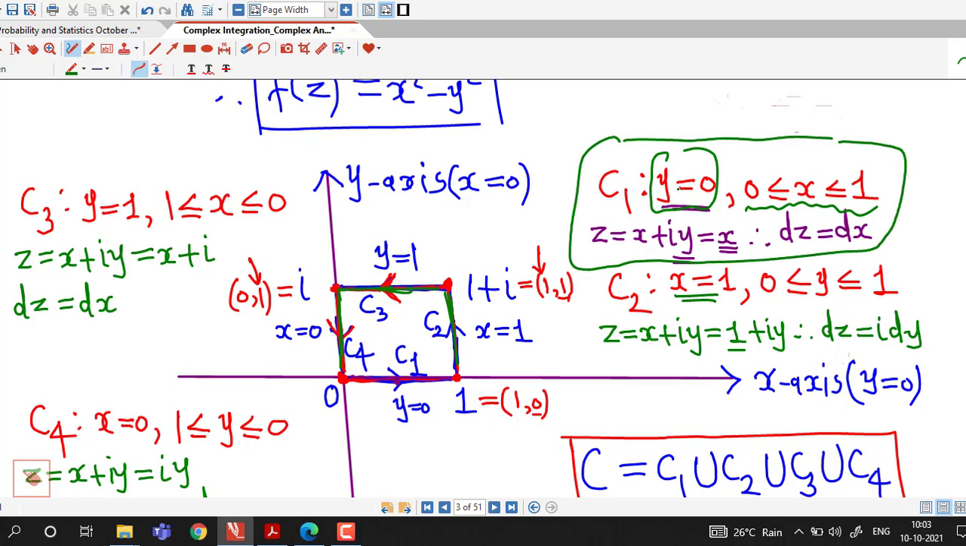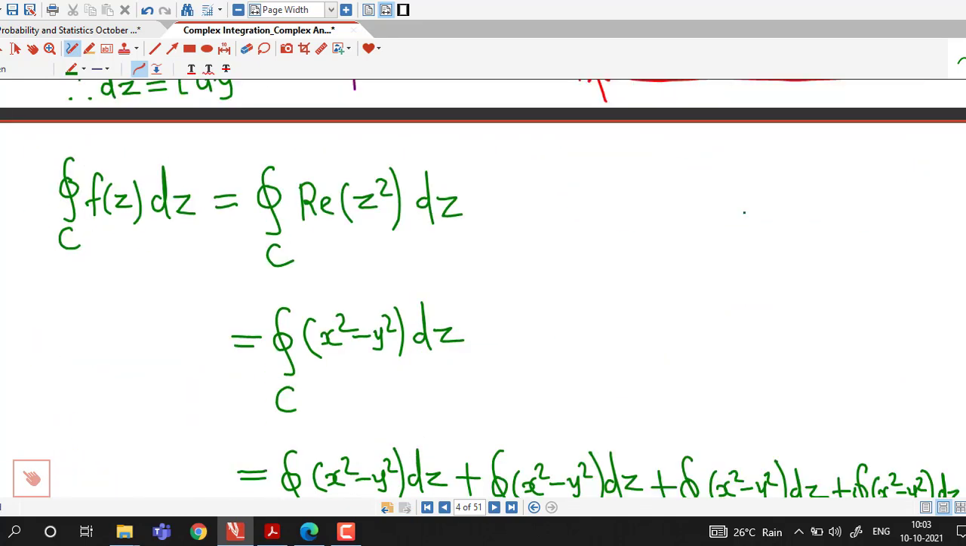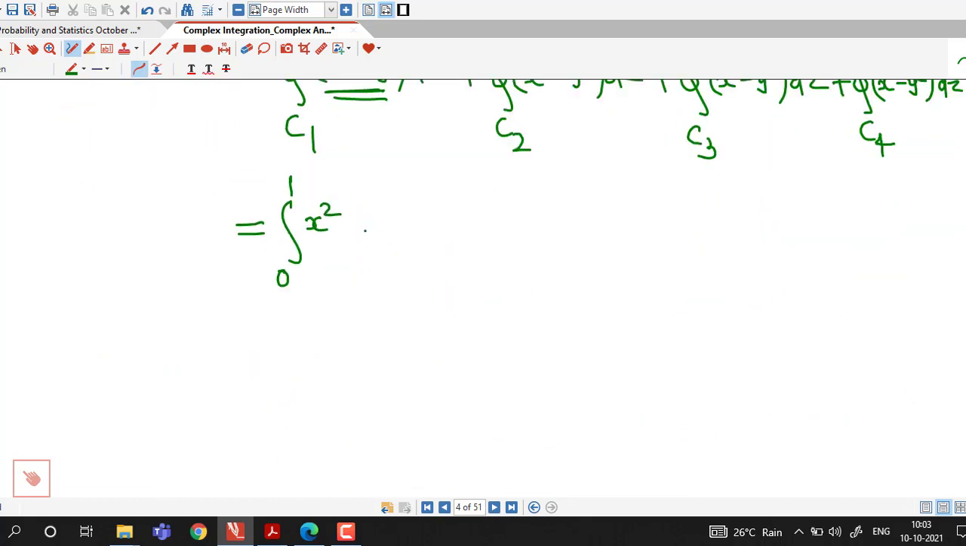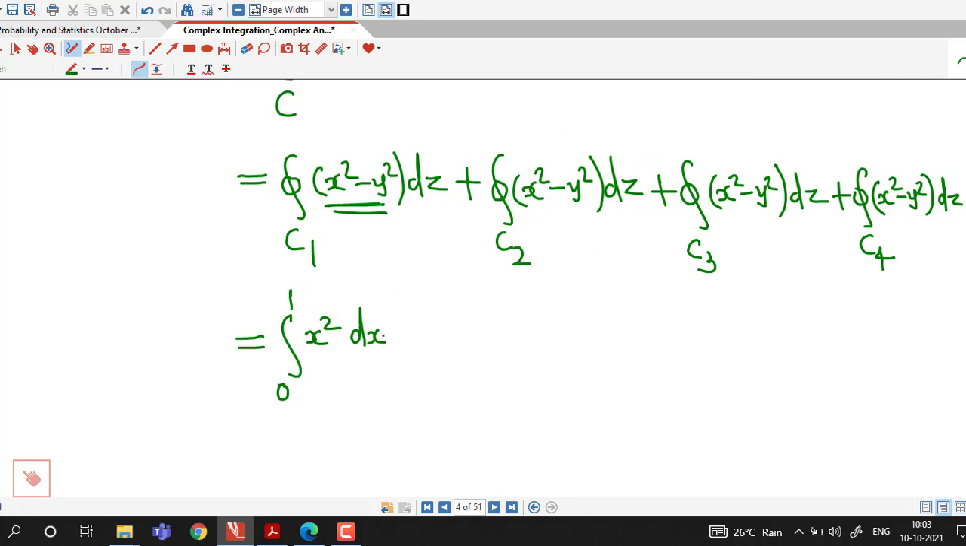I put y equal to 0, limits of x are from 0 to 1, and I will replace dz by dx. So here I write dx, dz equal to dx along C1. y is 0, so x square minus y square becomes x square, and x is from 0 to 1. So now we write what we have along C2.